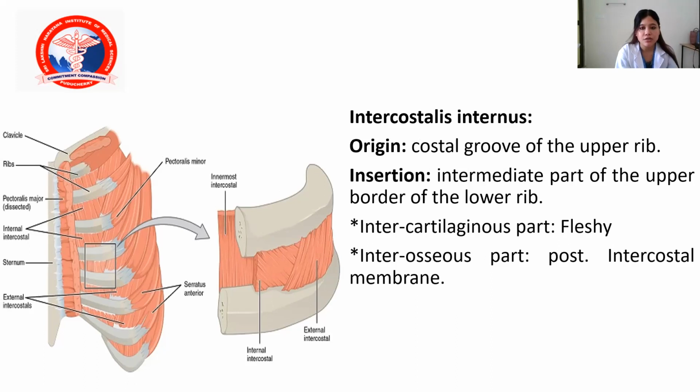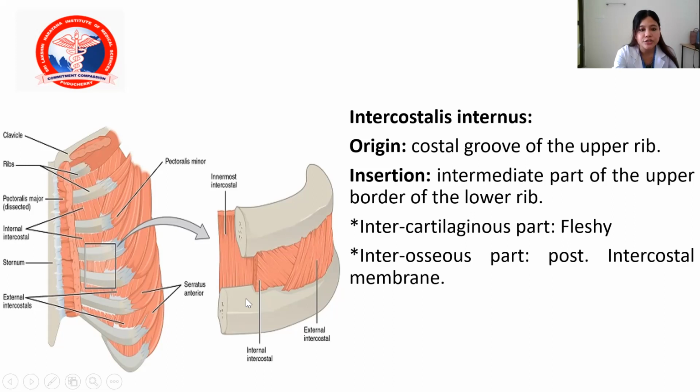Now about the intercostalis internus. Its origin is from the costal groove of the upper rib. Insertion is over the intermediate area of the upper border of the lower rib.